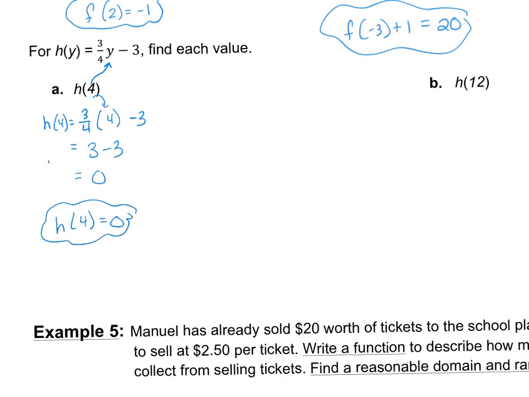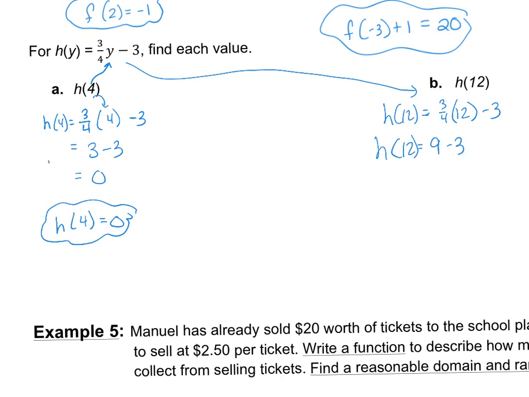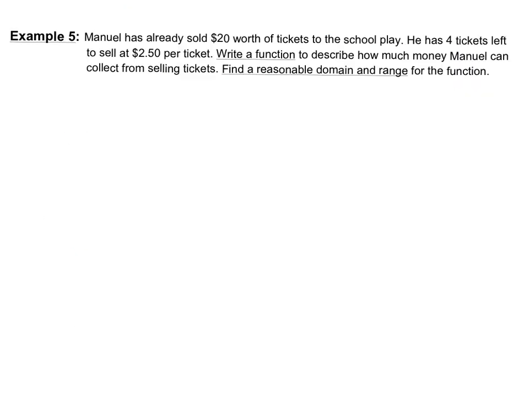And for h of 12, it's the same thing. So h of 12 equals, I'm taking this function right here, so 3/4, replacing the y with 12 minus 3. h of 12 equals 3/4 times 12, which is 9, minus 3. And h of 12, I didn't need to write that every time, but h of 12 equals 6, and so that's my final answer. For example 5, I would start making an XY table.